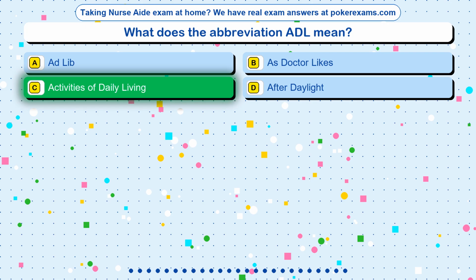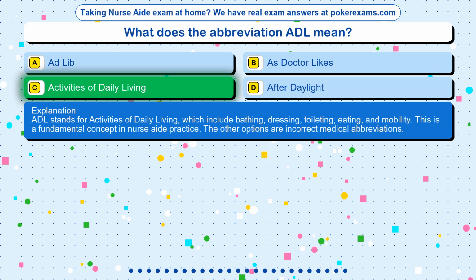The correct answer is option C, activities of daily living. ADL stands for activities of daily living, which include bathing, dressing, toileting, eating, and mobility. This is a fundamental concept in nurse aide practice. The other options are incorrect medical abbreviations.